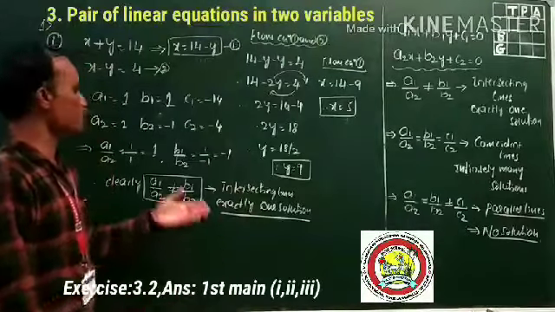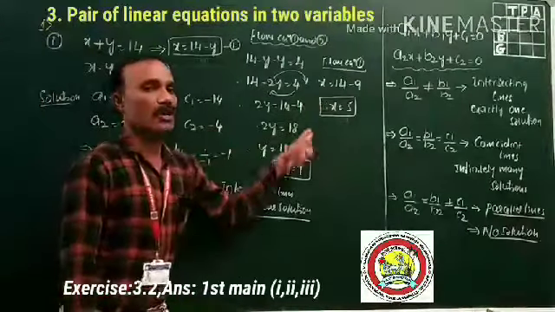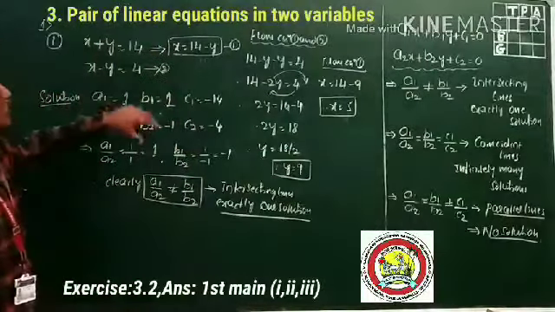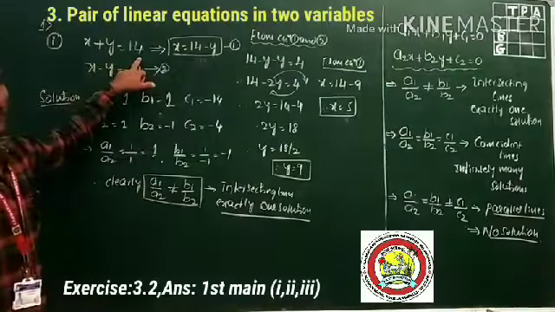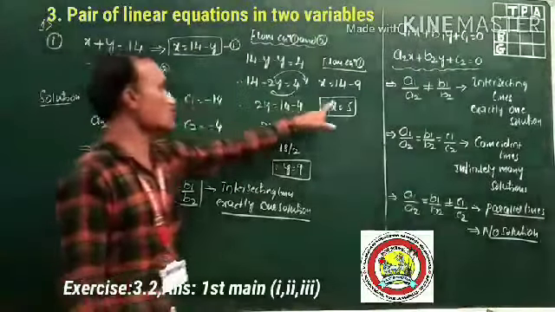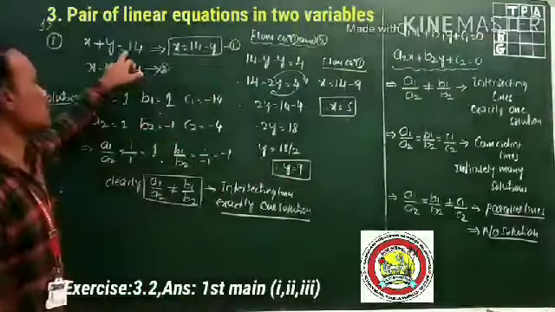If you want, just verify this. Replace the x and y values in any one of these two equations. First one: the value of x, 5 plus 9, is equal to 14. Then you can say that the values of x and y satisfy the given equation.